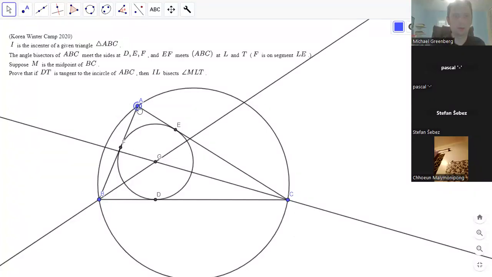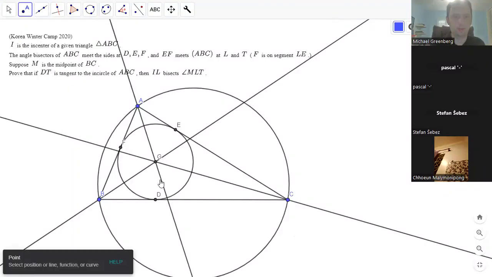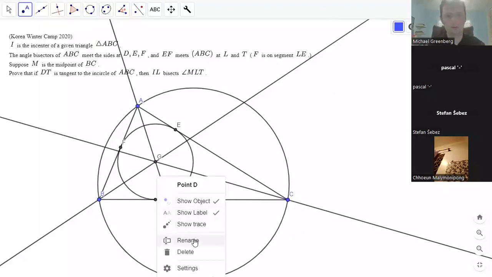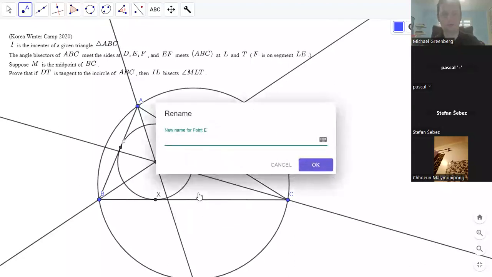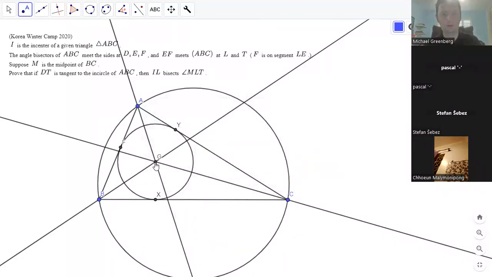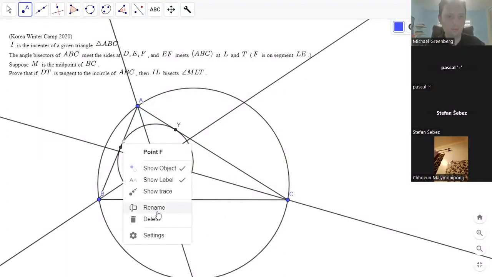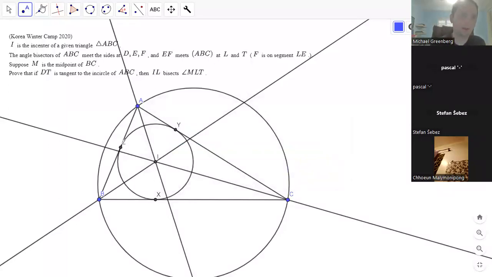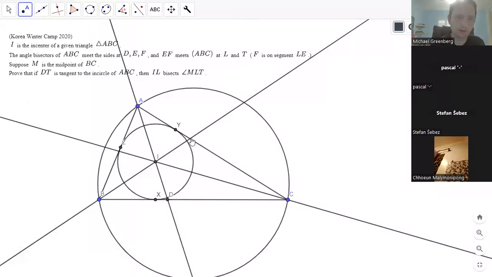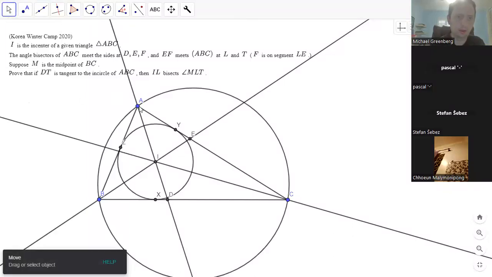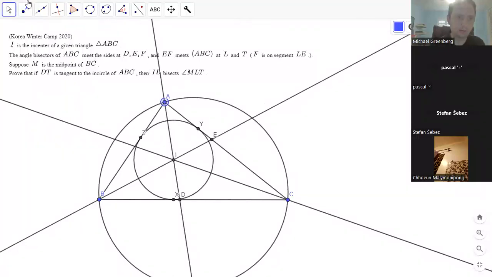So D we do end up drawing. So I'm going to rename these points. And I call it X, Y, and Z. Now they should automatically be labeled D and F, hopefully. So we have P, E, and let me try to get F. There we go.